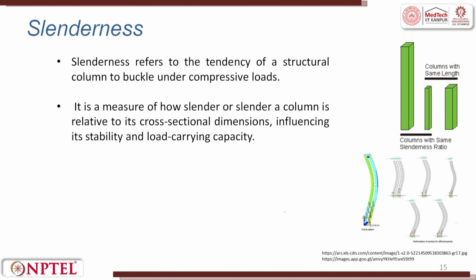Slenderness refers to the tendency of a structural column to buckle under compression load. It is a measure of how slender a column is relative to its cross-sectional dimension, influencing its stability and load carrying capacity. So, you can see here, for a column with the same length, the slenderness ratio can be changed. Depending upon the load, you can try to change the slenderness ratio.